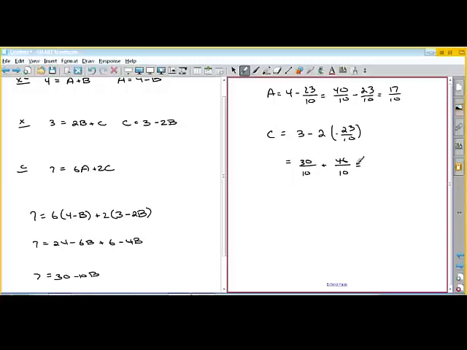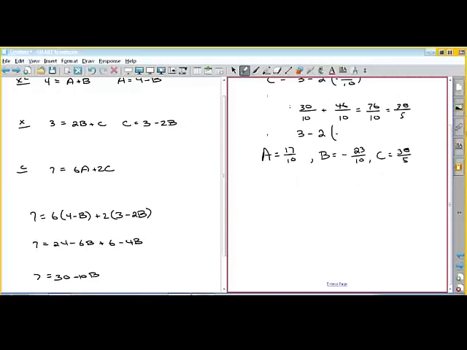46 over 10. So that's 76 over 10, which you could simplify down by 2, and you get 38 over 5. So those are my coefficients. A is 17 over 10, B is negative 23 over 10, and C is equal to 38 over 5. We can leave it simplified.